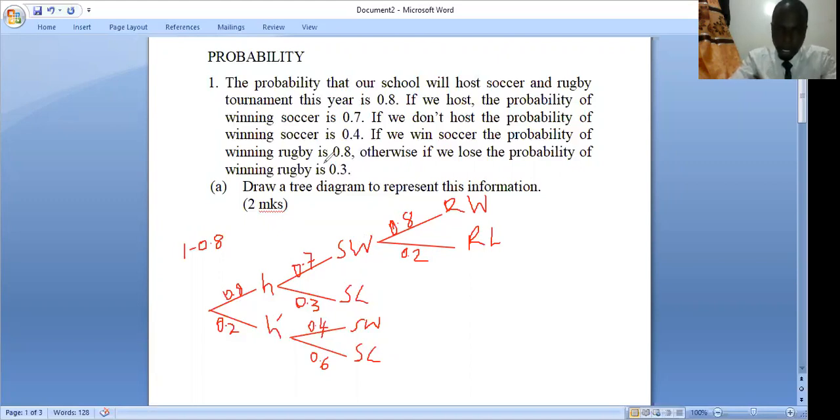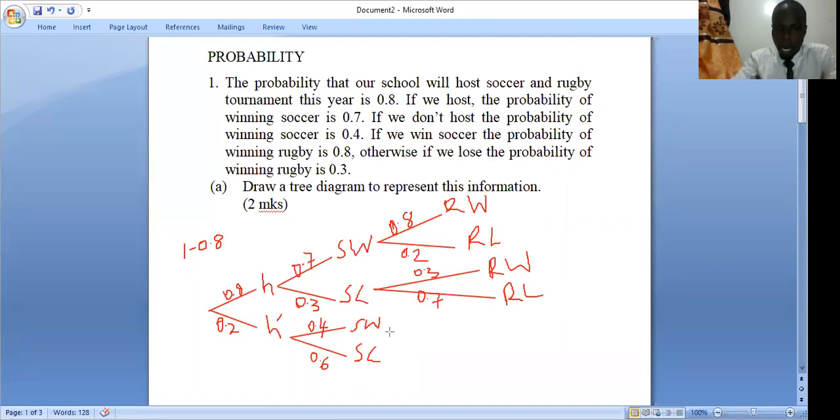If we win the soccer, the probability of winning rugby is 0.8. Otherwise, if we lose, the probability of winning the rugby is 0.3, regardless of hosting or not hosting. So we come here and put that. This is the tree diagram. Rugby win, rugby lose. If we lose soccer, the probability of winning rugby is 0.3, and this is 0.7. The same thing applies whether we host or we don't host.